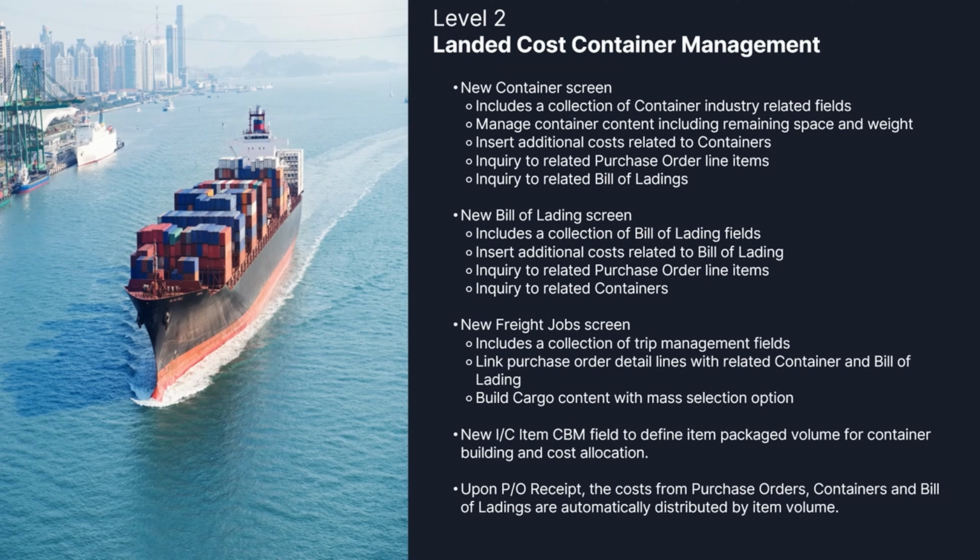Next is a new freight job screen. This includes a collection of fields for trip management. It also links purchase order lines with related containers and bill of ladings. We also have added a build cargo option, which allows us to mass select purchase order lines. In inventory control, we have added a new IC item CBM field that allows us to define the item packaged volume for container building and cost allocation. Upon PO receipt, the costs from purchase orders, containers, and bill of ladings are automatically distributed by item volume.